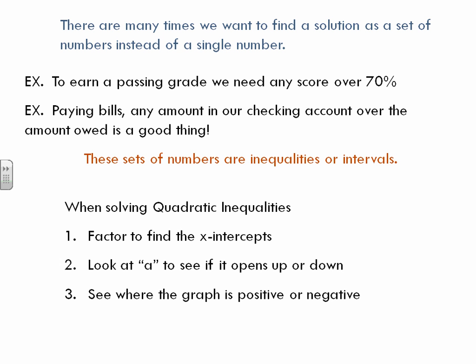So here are the 3 basic steps that we're going to be following when we solve a quadratic inequality. The first thing that we want to do is to factor out your quadratic expression so that you can get your x-intercepts. Those are the places where your graph is going to cross the x-axis, right?